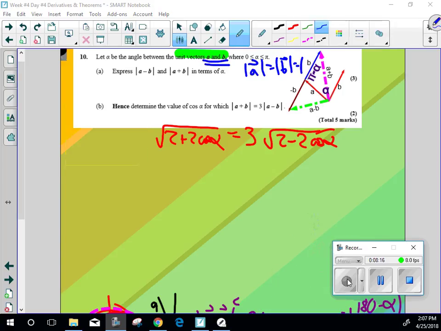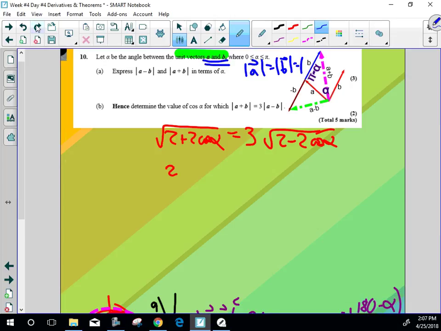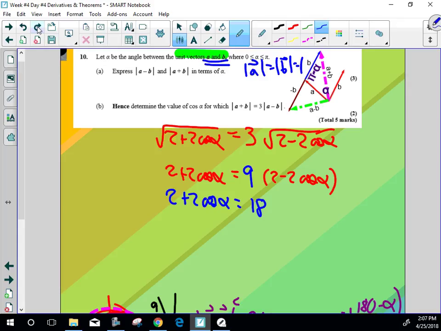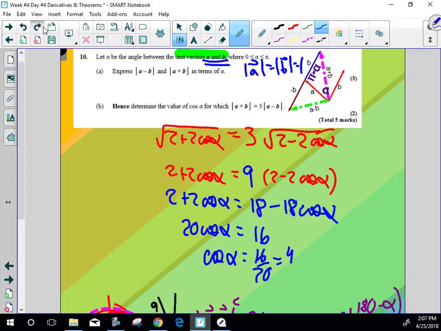So to solve for this one, what you're going to do is square both sides. And don't forget, you got to square the 3, so change that 3 to a 9. Then when you multiply through, and put the cosines on one side, 2 cosine plus 18 cosine is 20 cosine, 18 minus 2 is 16. So solving for cosine alpha, which is the goal, should be equal to 4/5. And that is what you're trying to find, the cosine of alpha.